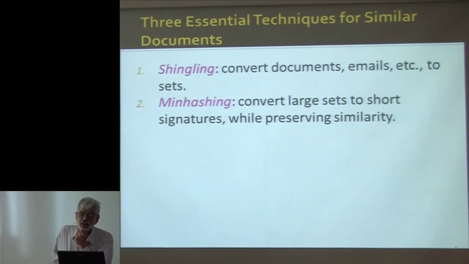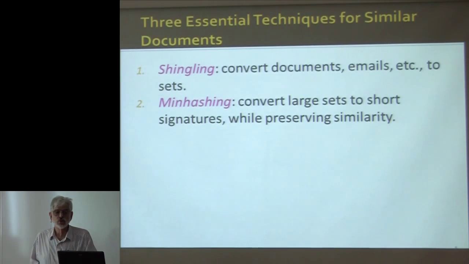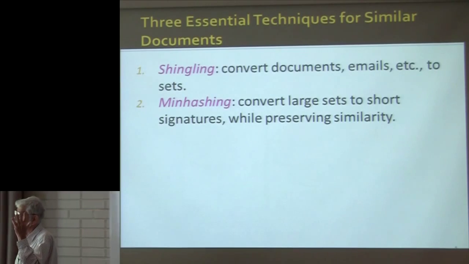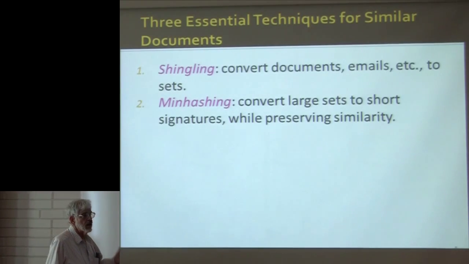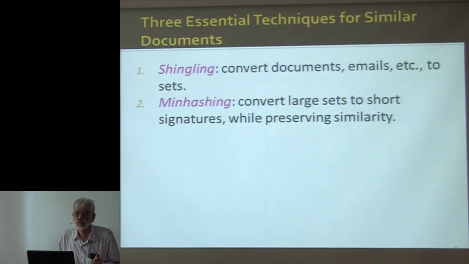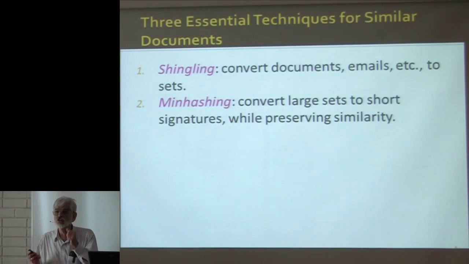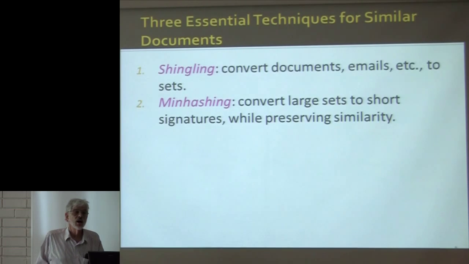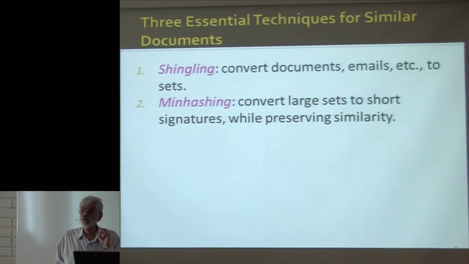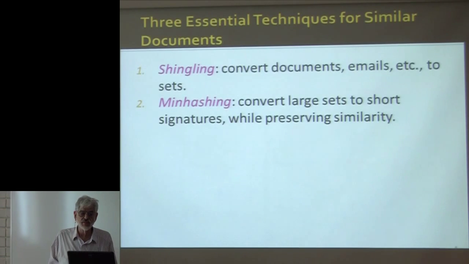Then I want to talk about minhashing. This is a technique for taking large sets of items and turning them into short signatures. A signature in this case will be a vector of integers, perhaps 100, 200, 300 integers. It's a summary of a very large set, but it's done in a way that is designed so that if I can find similar signatures, which I will do, then I will find that the sets they came from or represent are themselves similar, in the sense of having a lot of elements in common.